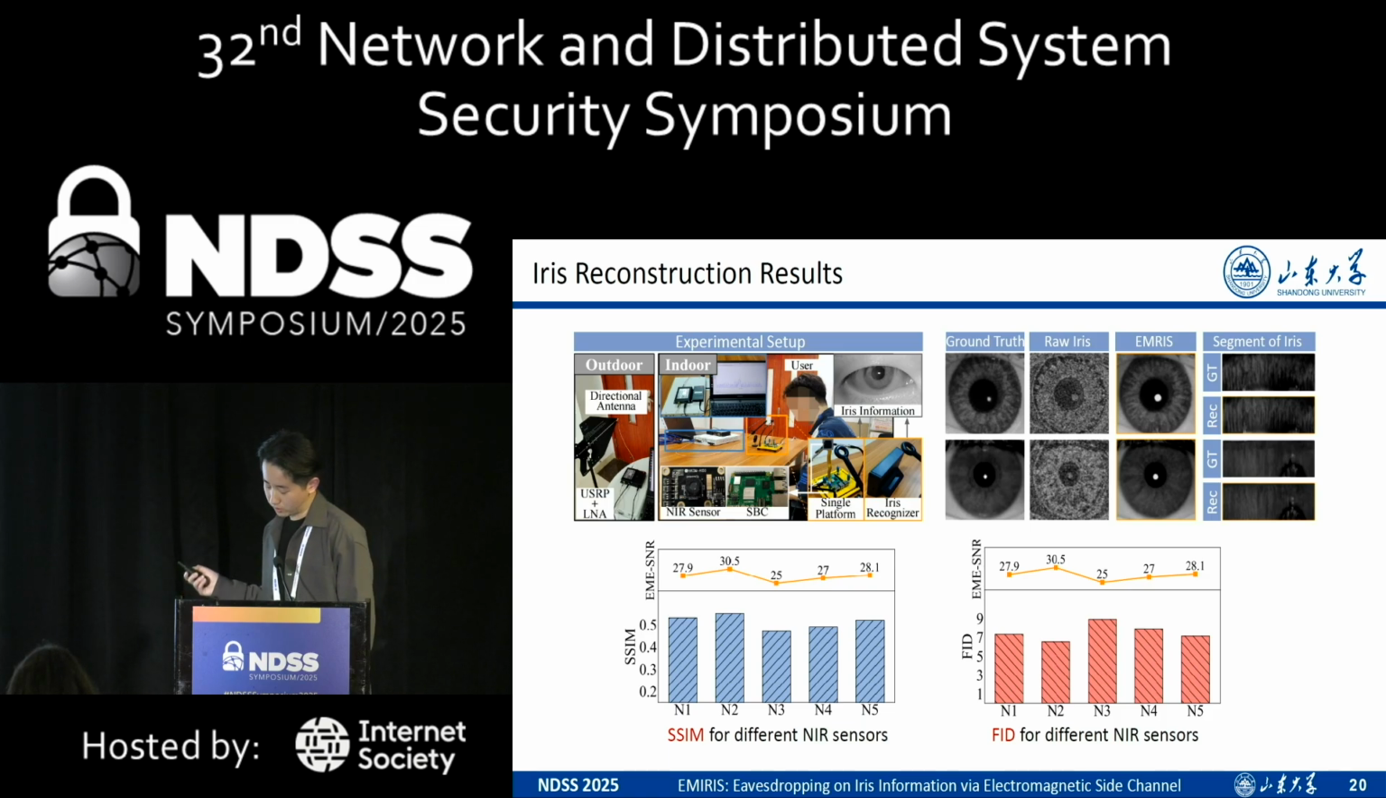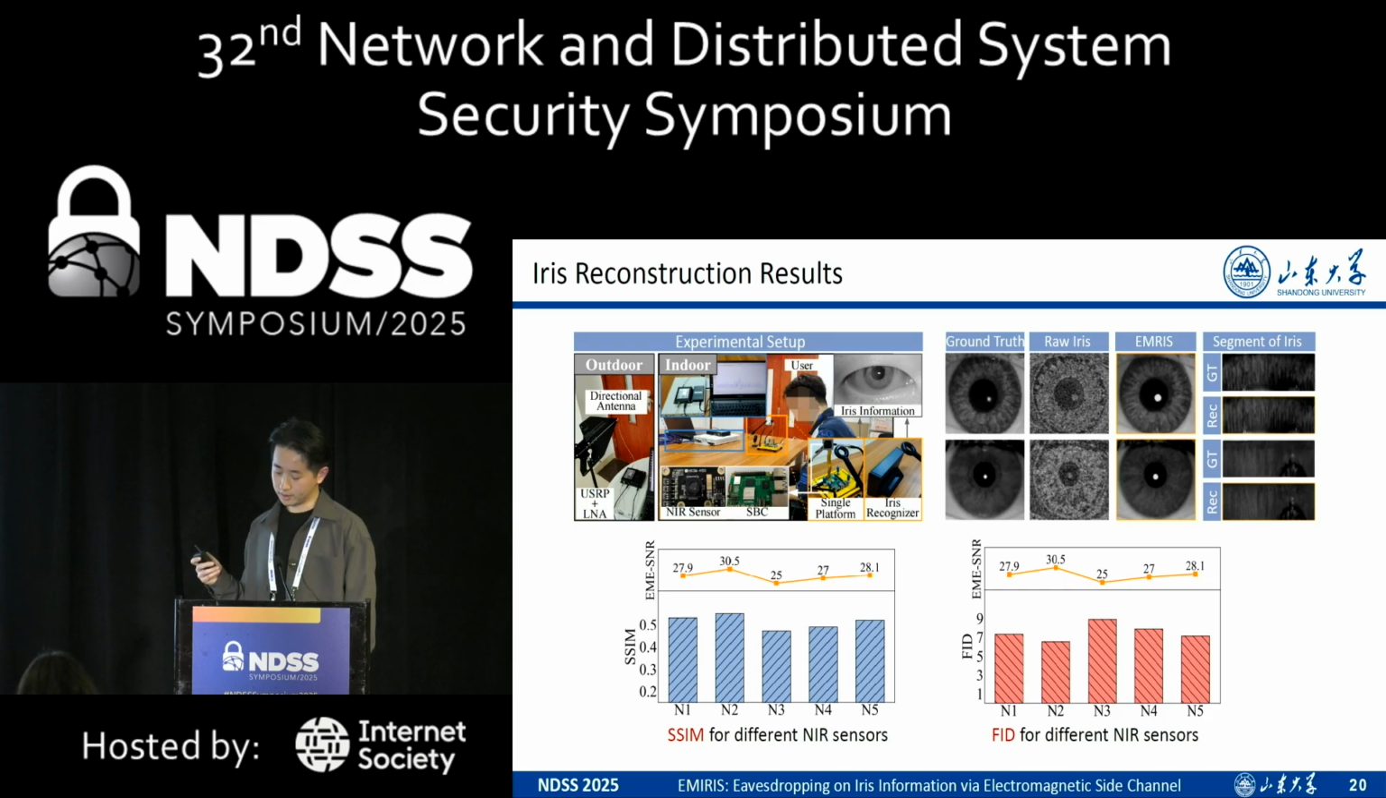As we can see, the reconstructed iris has a high similarity with the ground truth. In addition, we can see from the segmented iris that the results have similar features to the ground truth. We also tested the tech performance when using different near-infrared sensors.